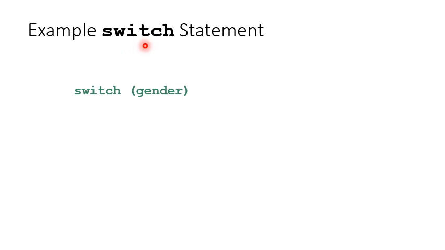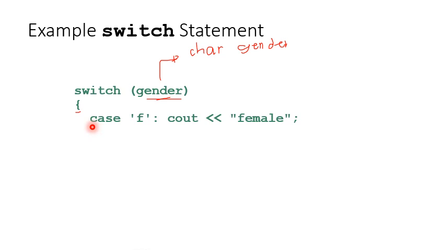Now, this is an example of a switch statement. You need to have your switch, the word switch. It should be in small letters, then open parenthesis, then gender, close parenthesis. Gender here could be a character value. It could be declared as char gender, or it could be declared as an integer. But for this example, we declare gender as a character. It's a single character. Next is your braces. After your braces, your case. So first case, case F.